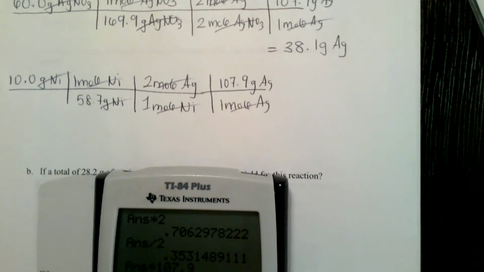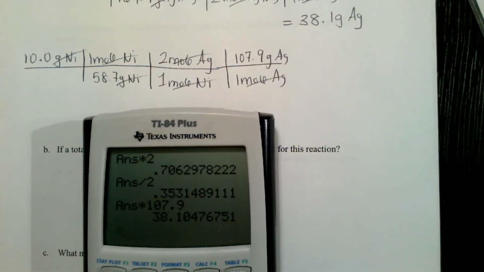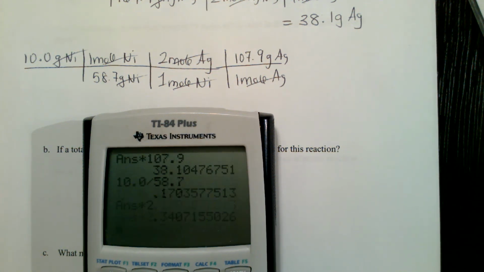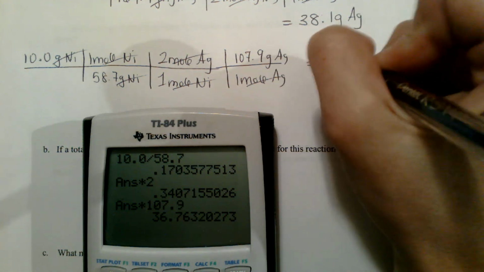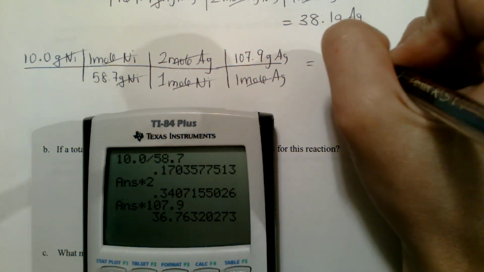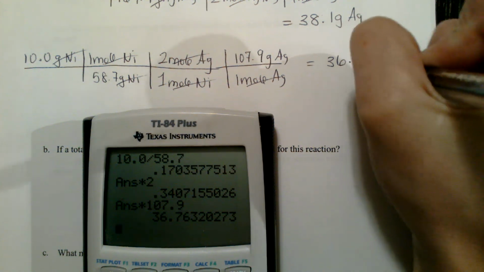Okay, so let's plug this one in now. 10 divided by our 58.7 times 2, divided by 1, and then times 107.9. So if all of this nickel reacts, we would have 36.8 grams of silver.